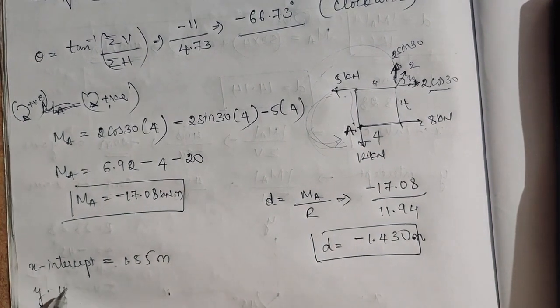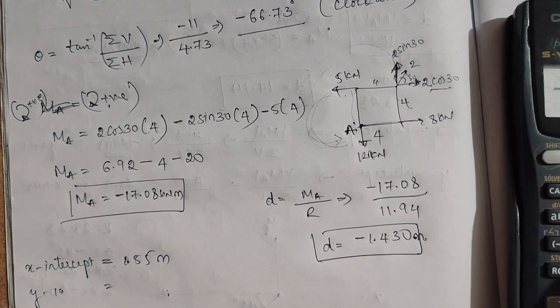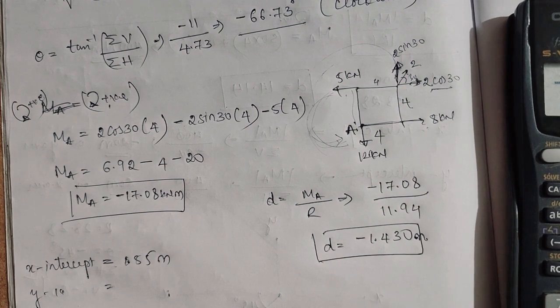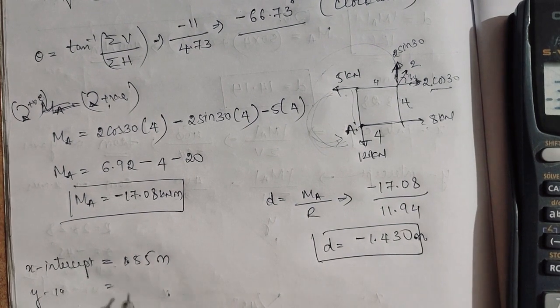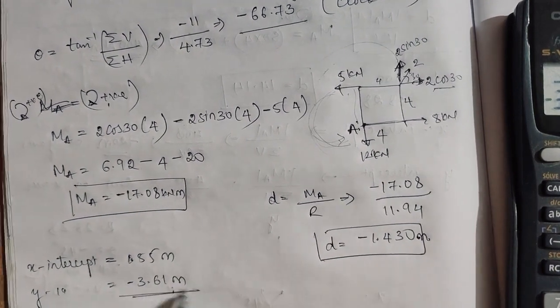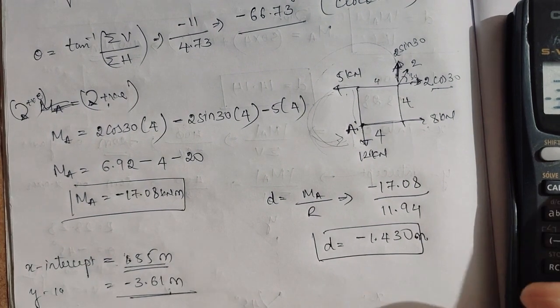So the y intercept will be minus 17.08 divided by 4.73, which is minus 3.61 meter. So I got this x intercept and y intercept.